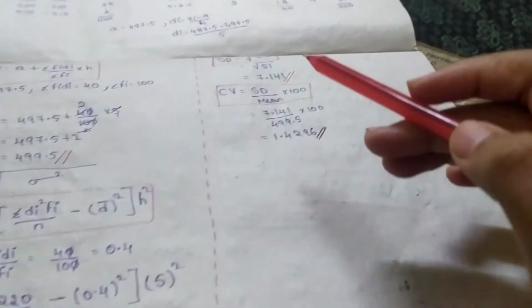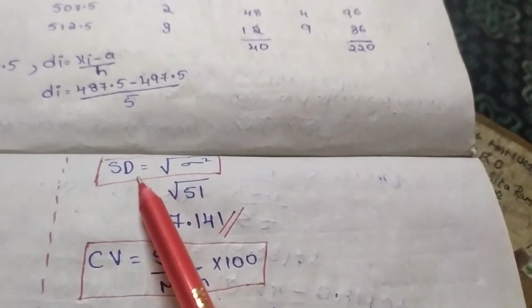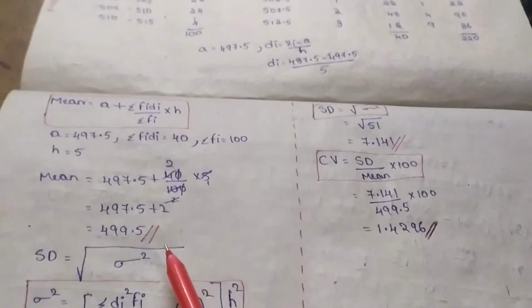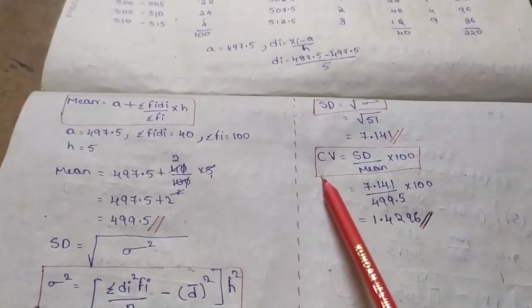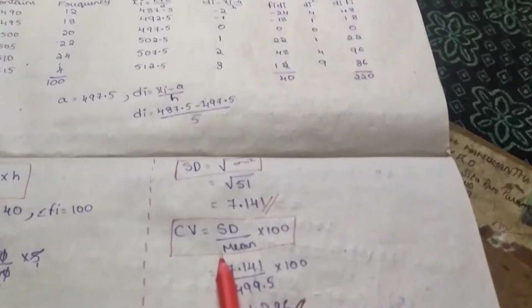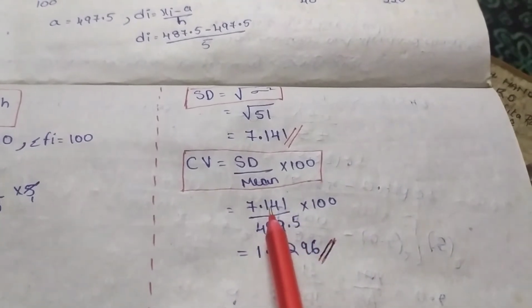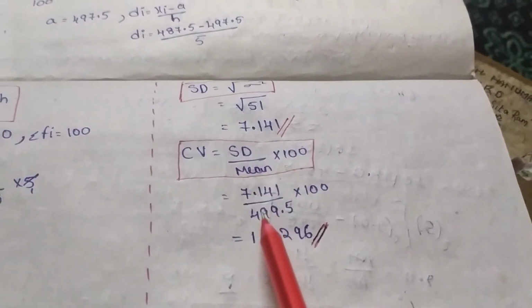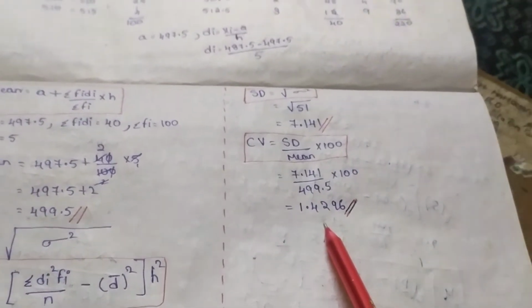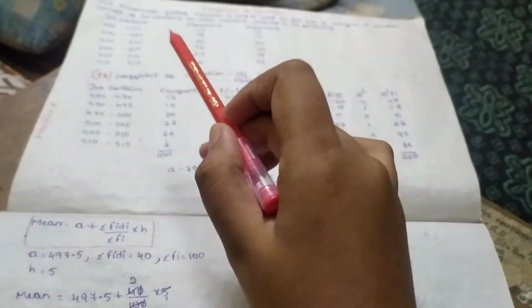We have to place this 51 under the root. SD equals root over sigma square. So we place root over 51, since the sigma square answer is 51, and we get 7.141. Okay, we found the SD value and mean value. Now substitute in the CV, that is, the coefficient of variation. Coefficient of variation is SD by mean into 100. So SD we got 7.141, by mean we got 499.5, into 100. We got this answer. This whole sum we did only for machine A.